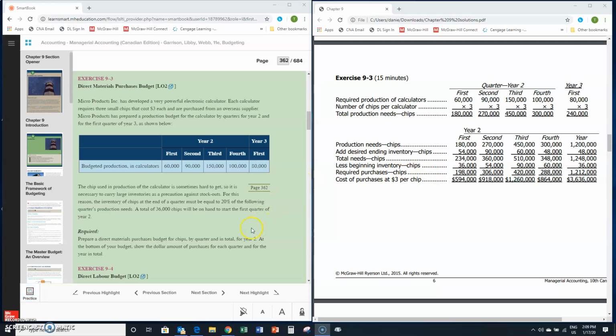Now, it also asks us to show the dollar amount. All you need to do there is take the number of chips that we need to purchase, and since we're given a cost of $3 each, you just multiply it by the cost to get the dollar value. Okay, that's it for that question.